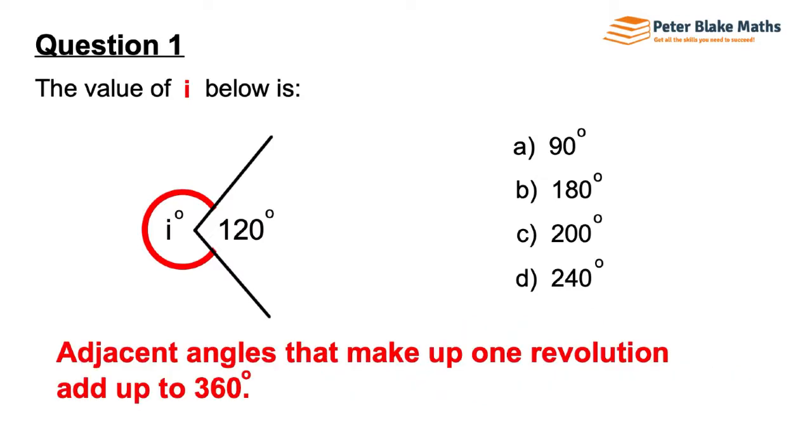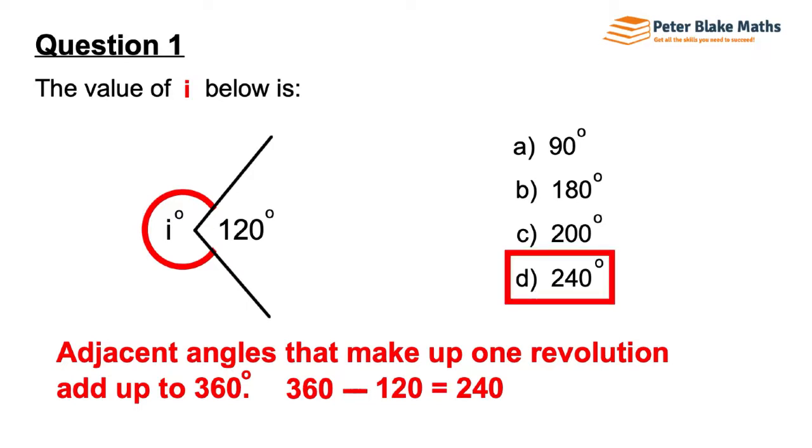The rule here is that adjacent angles that make up one revolution add up to 360 degrees. So I and 120 should add up to 360 degrees, so we can work backwards to find the value of I. If we take 120 degrees away from 360 degrees, you can see in the diagram that I makes up the rest of that revolution. So 360 minus 120 is 240. Our final answer there is D, 240 degrees.